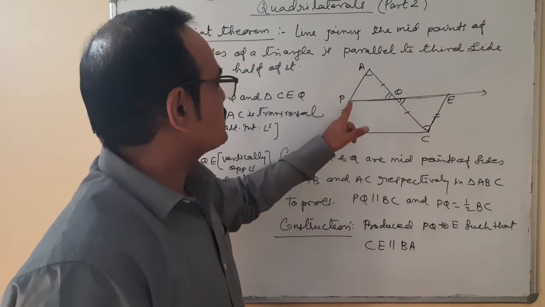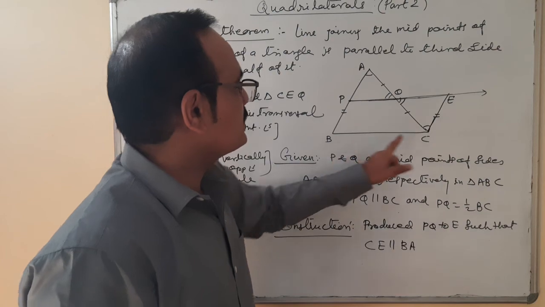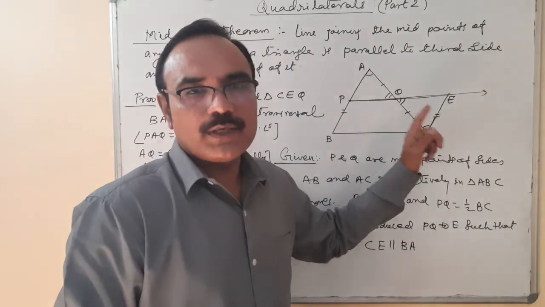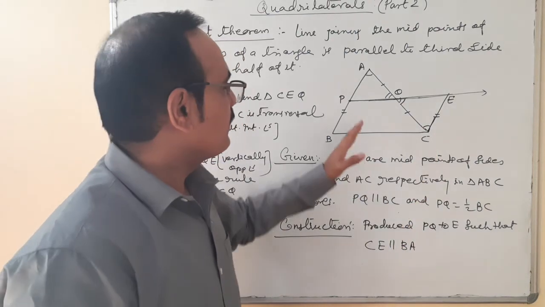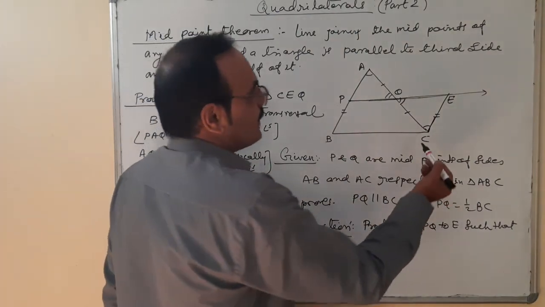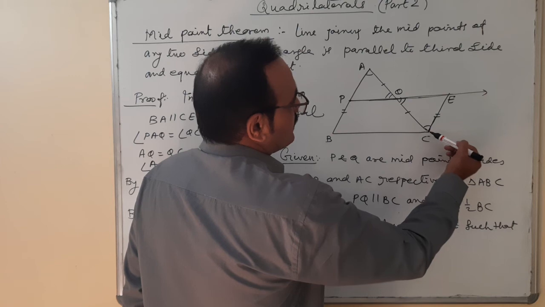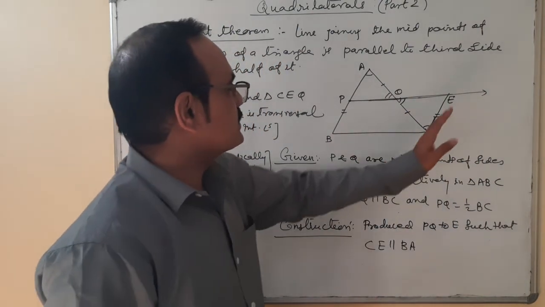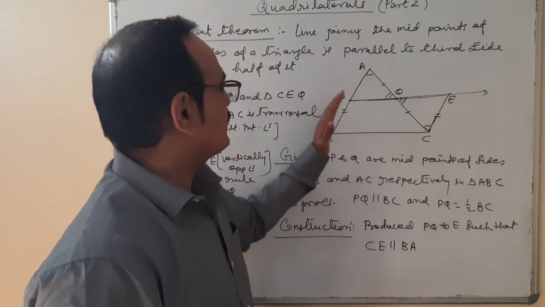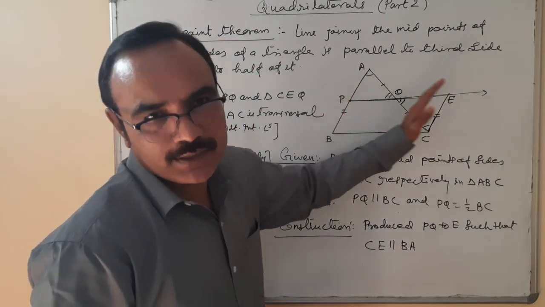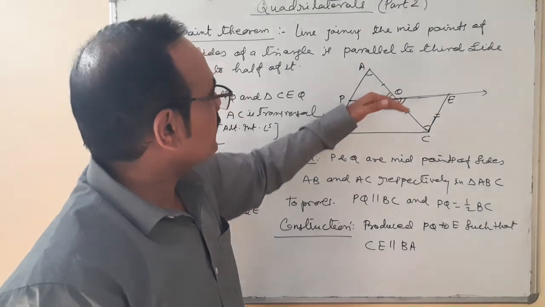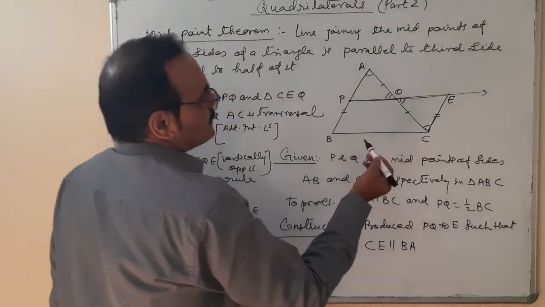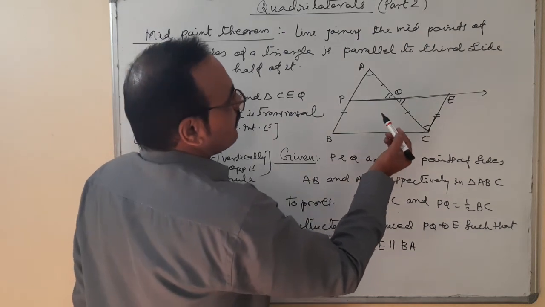Triangle, after that you will see PBCE. What is it? This is a quadrilateral now. PBCE is a quadrilateral. But here one thing is that we have, by the construction, we have constructed CE parallel to BA or BP. So that means this line CE is parallel to PB. One pair is parallel. Now let us see the second pair.